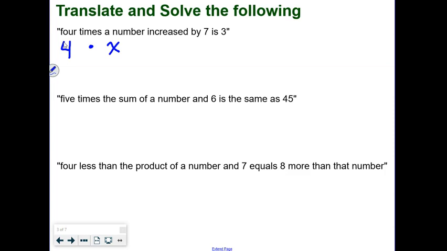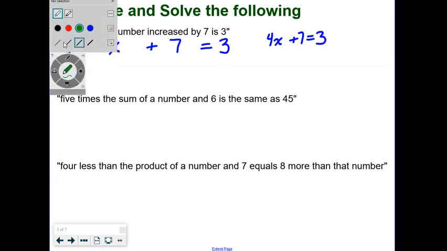Increased by 7, that's an addition word. Increasing is an addition. By 7 is, we were just looking at that one, equals 3. Now this is just really spaced out right now. I'll probably write it a little tidier off to the side. 4 times x is just 4x plus 7 equals 3.